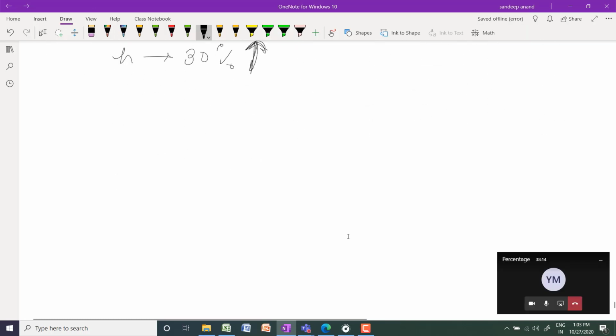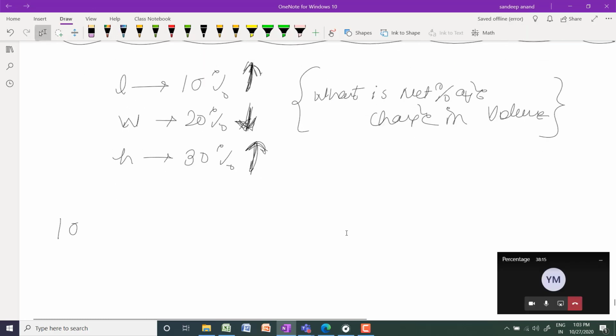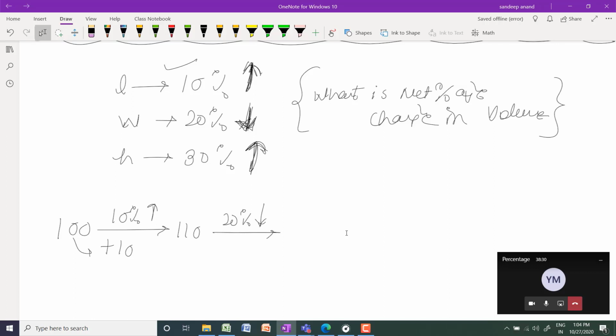So let initially the volume be 100. Length increases by 10%. 10% of 100 is 10, so I add this to get 110. Now 20% decreases. 20% of 110: 10% is 11, so 20% is 22. Decreases means you need to put a negative sign, so 110 minus 22 gives 88.